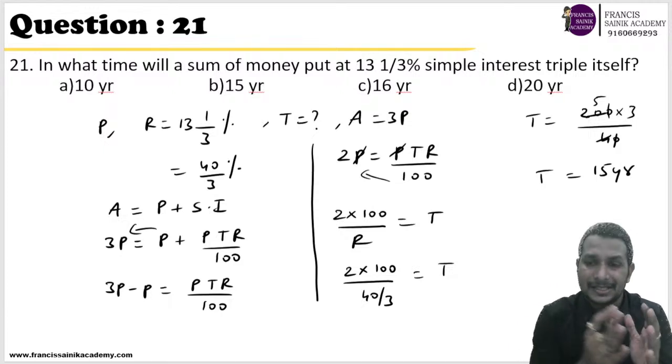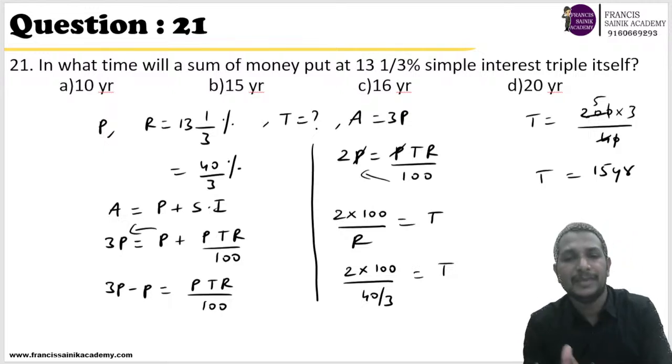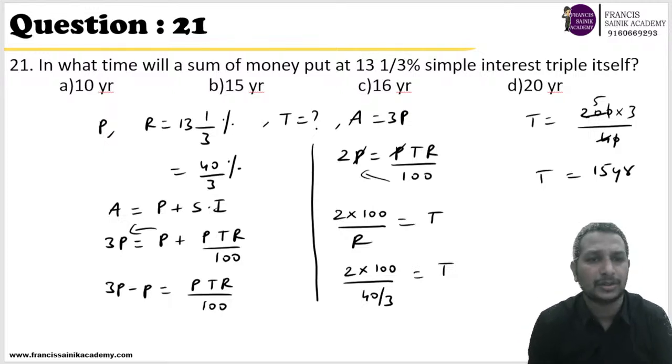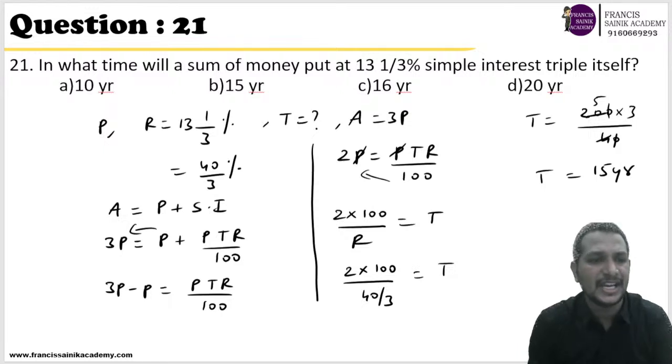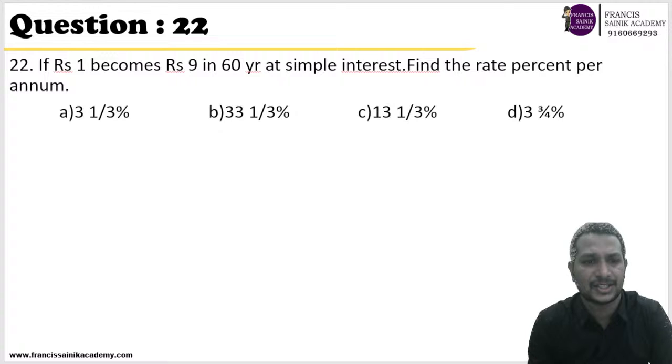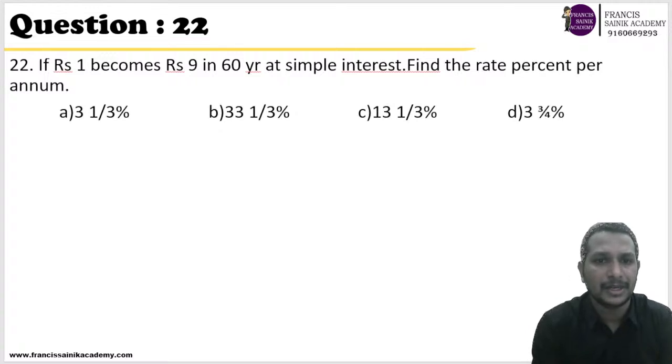The first thing: simple interest triple itself means that is nothing but amount. Always the amount will be greater than the principal or the sum. What is the formula for amount? Principal plus interest. Then we substitute the value, so we got the time as 15 years. Okay, next, also a similar model coming under a concept.